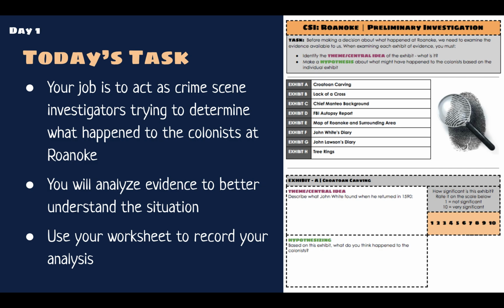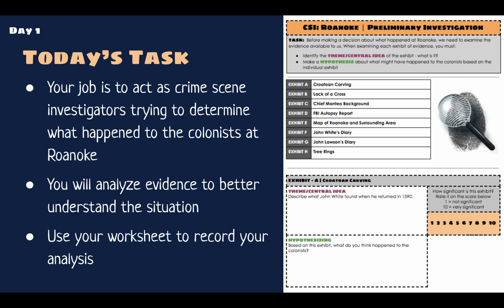For each exhibit, the last thing that you'll do is circle on a scale of 1 to 10 how significant you think that exhibit or that piece of evidence is. If you don't think it really has anything to do with the case and it wouldn't be very helpful in answering the question of what happened to those colonists, then you might rate it a 1 or a 2. If, however, you think it's really important and it definitely helps to answer that question of what happened to the colonists at Roanoke, then you might circle a 9 or a 10.